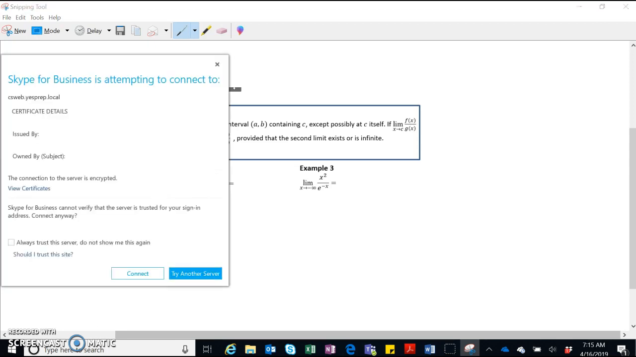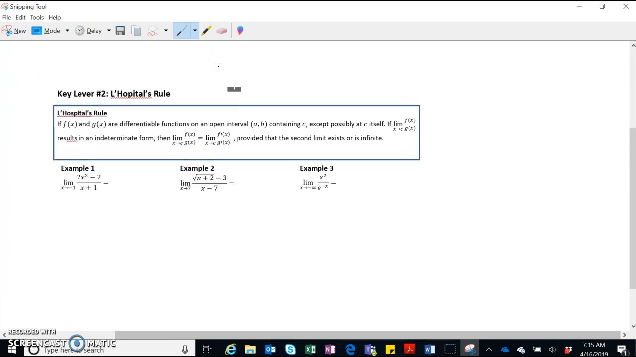But L'Hopital's rule states that if you have a limit of the ratio of 2 functions, so if you're looking at this limit right here as x approaches c of f divided by g, and you get an indeterminate form, then that limit is actually equal to the limit of the derivative of the function on top divided by the derivative of the function on the bottom, the ratio of the derivatives.